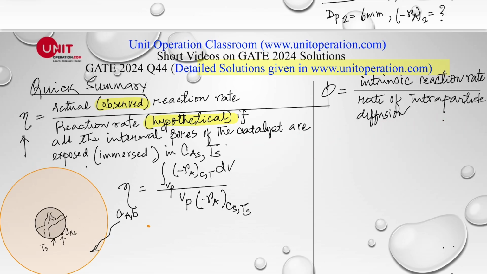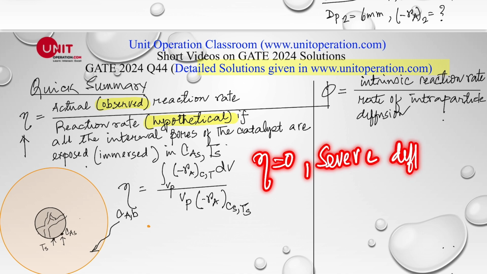Now let's assume that eta tends to 0. What happens if eta tends to 0? That means the catalyst pores are starved of the actual reactant going through. There is hardly any component A diffusing inside. That means a severe diffusion resistance. So eta equal to 0 means severe diffusional resistance.